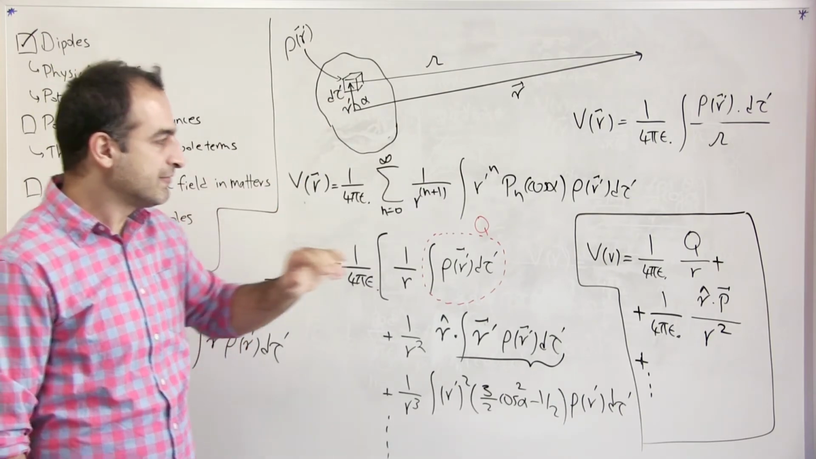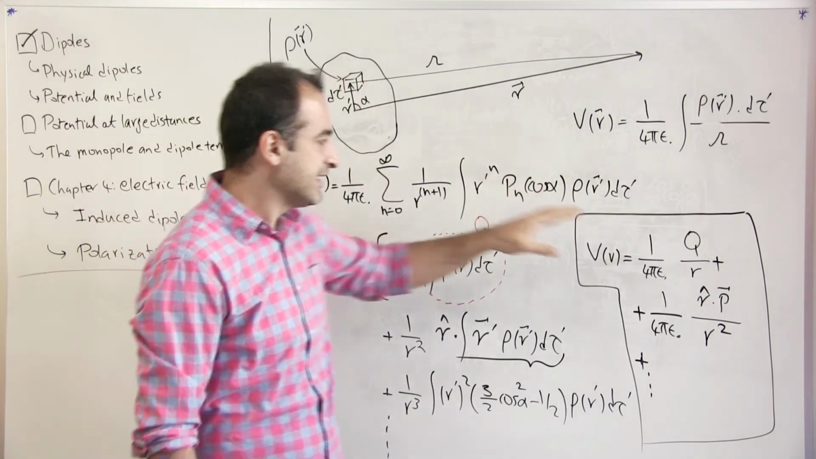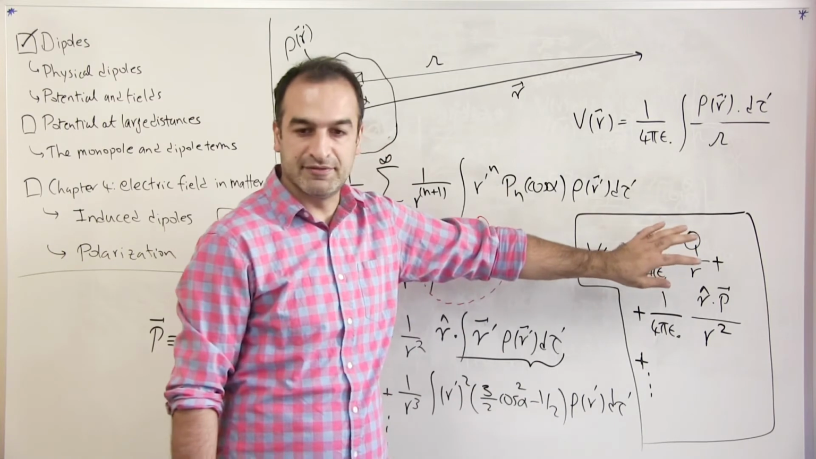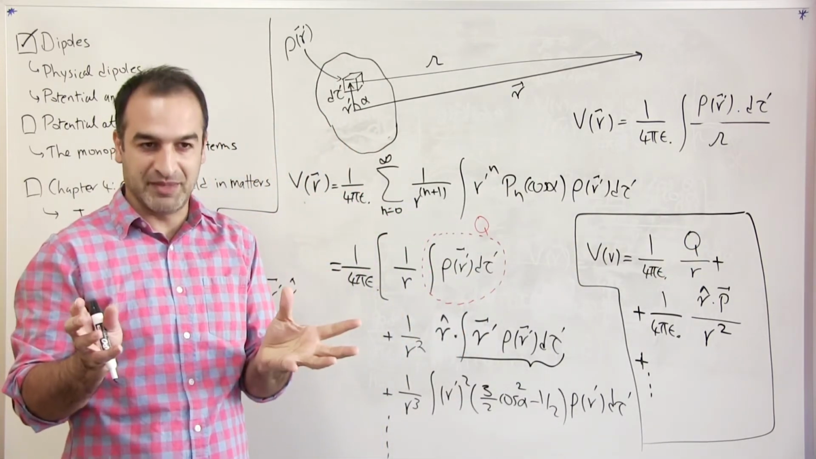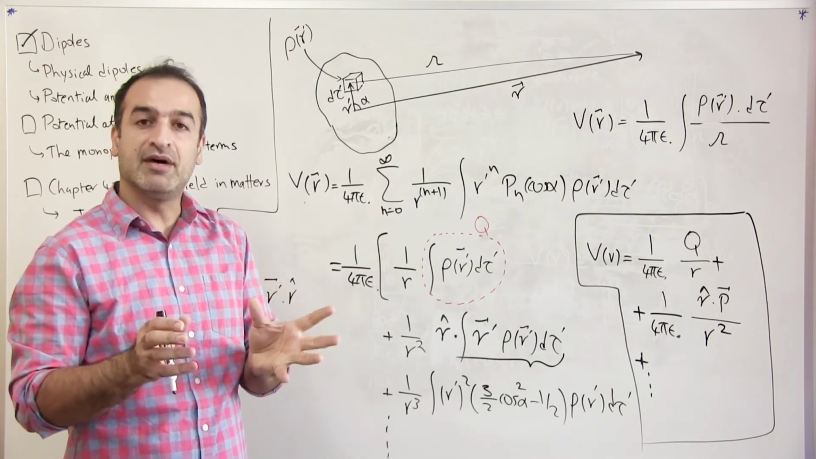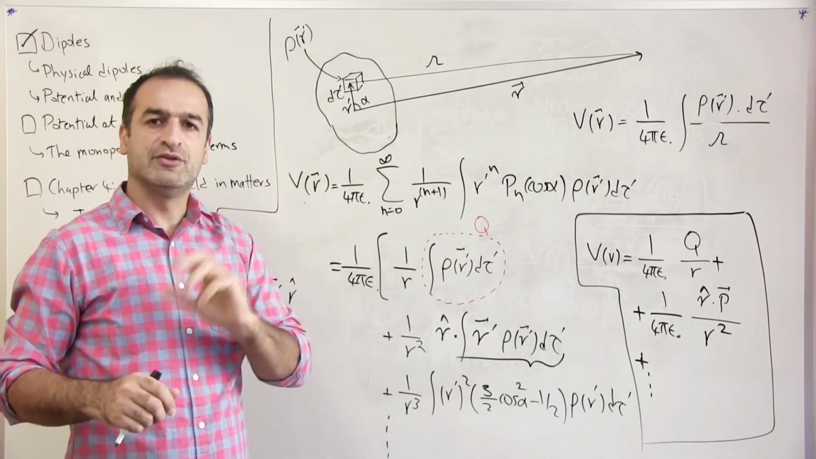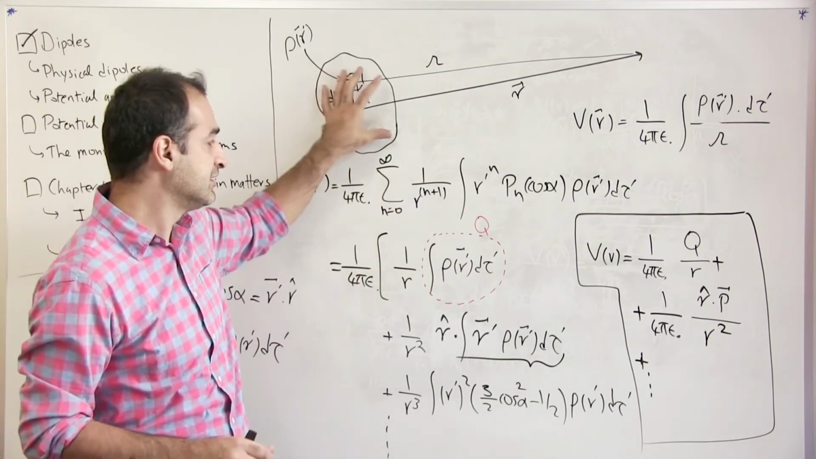The first and leading term is just looking at the total charge, 1 over 4 pi epsilon 0 q by r. This is the first term. This is, I would say, the most crude approximation you can make. Of course, that might be okay if you are really, really far from this charge distribution. You don't care about the details. You just look at how much charge is in this volume.